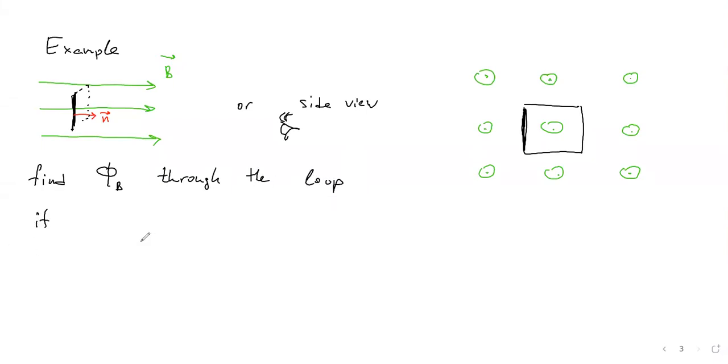Let's say the area of this loop is 10 centimeters by 10 centimeters, so 0.1 by 0.1, which is 10 to the negative 2 square meters, and the magnetic field is, let's say, 20 millitesla. The important part would be the cos theta, the angle. What is the angle theta in this case?